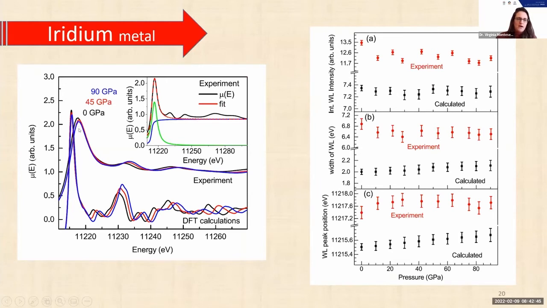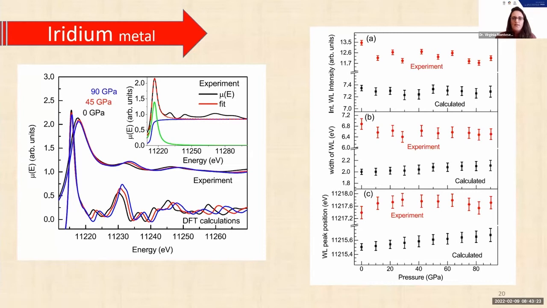If we see any change in the white line, for sure the change is related to the effect of the core level crossing because of the interaction between core and valence electrons. After the fit, we calculated the intensity. We obtained the intensity, the width, and the peak position of the white line, experimentally and calculated. And you see, we don't see any effect of core level crossing. All of them are constant.